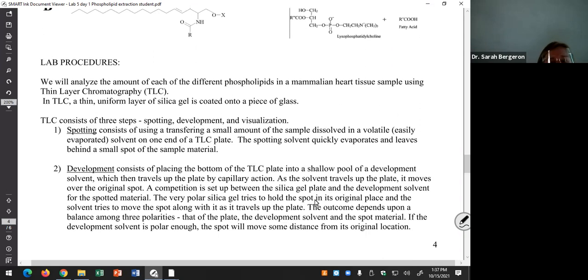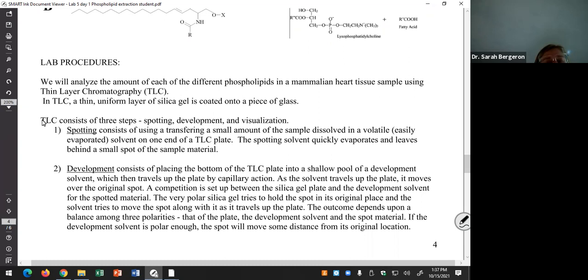Okay, so how are we going to do this? We are going to do what's called thin layer chromatography. So what's chromatography? We talked all about it in class with column chromatography, right? So are we going to use a column for this? No, we're going to use a very, very thin layer of silica gel on a glass plate. And the lipids will travel at a different rate along this plate due to their actual charge. So this is why I put mammalian heart tissue, because sometimes we do different species, whatever we can get our hands on, basically.